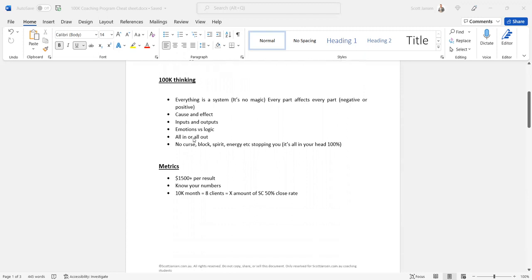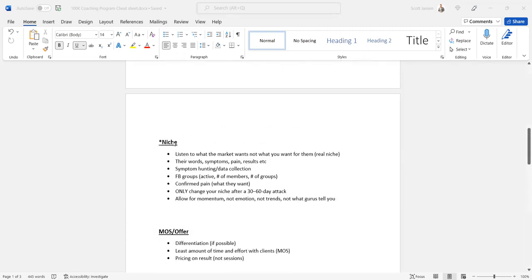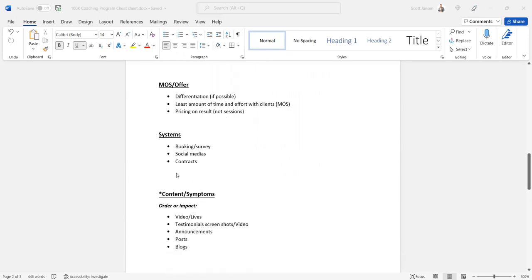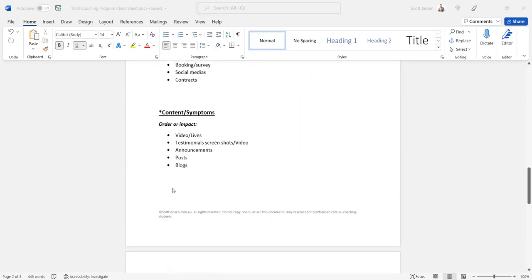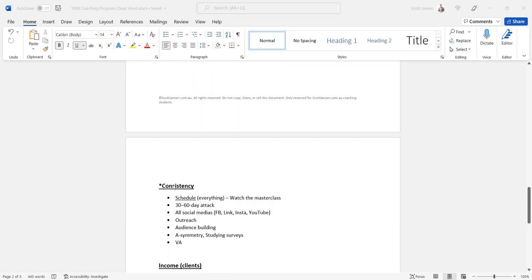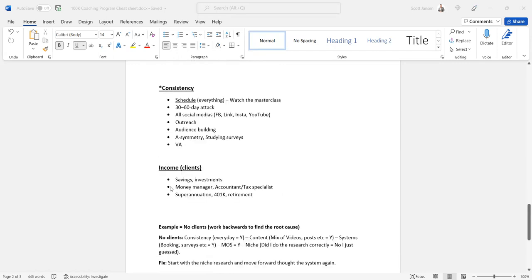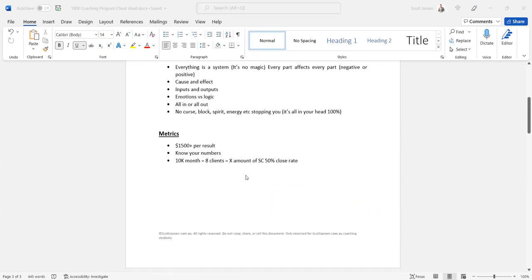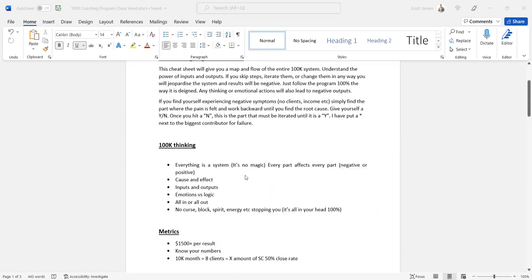We've got the 100K thinking. We'll go into the metrics. We'll go into the niche. You can see the asterisk is there. MOS and offer, systems, content and symptoms, another asterisk. They're the important ones. Consistency, that really needs like a double asterisk. Income, and I'll give you some examples of how to use the cheat sheet. So let's go one by one. Again, this is all the same layout as the 100K coaching program, week after week after week. Okay. So here's the most important parts of each subject in the 100K coaching program.